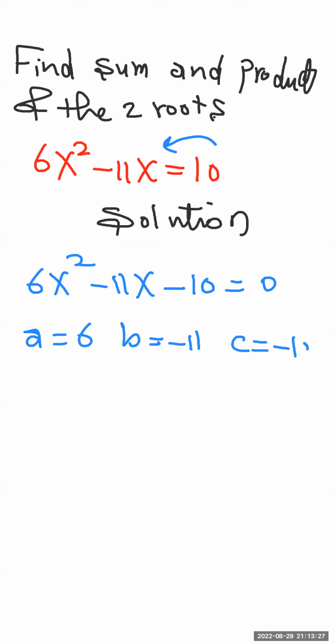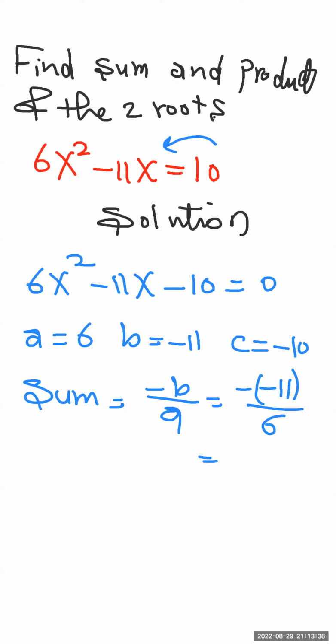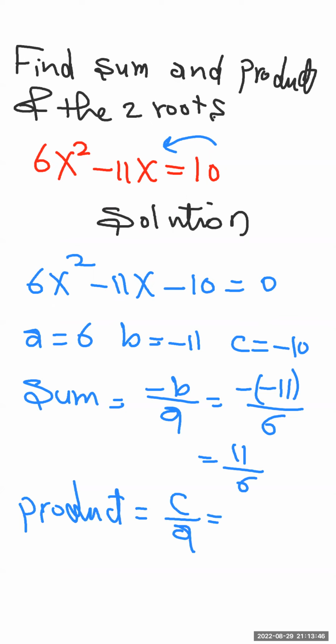Okay, sum equals negative b over a, so negative negative 11 over 6, so it will equal 11 over 6. Product will equal c over a, which equals negative 10 over 6. After simplifying, we will find that it will equal negative 5 over 3. I'm done. Also, that question finished.